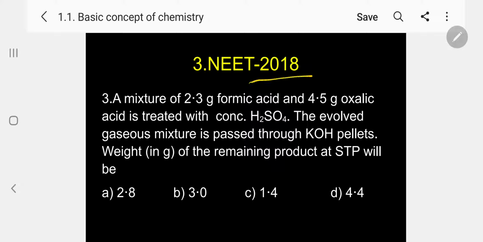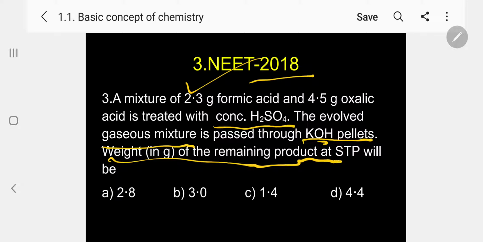Again asked in 2018. A mixture of 2.3 grams of formic acid and 4.5 grams of oxalic acid is treated with concentrated sulfuric acid. We are heating it with concentrated sulfuric acid. The evolved gaseous mixture is passed through KOH pellets. Kindly follow. The weight in gram of the remaining product at STP will be.